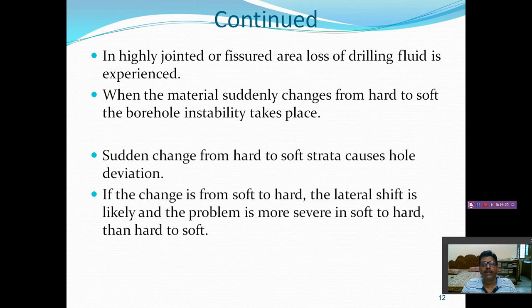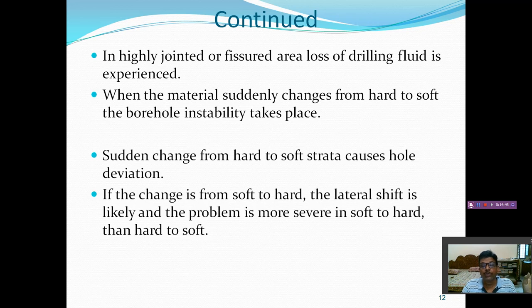In a highly jointed and fissured area, loss of drilling fluid is experienced. When you drill, the pressure will suddenly fall. That is the indication of a joint area, or a fault also. If a fault comes across, you will lose the pressure. The material will suddenly change from hard to soft, and borehole instability will take place if it is a fault.